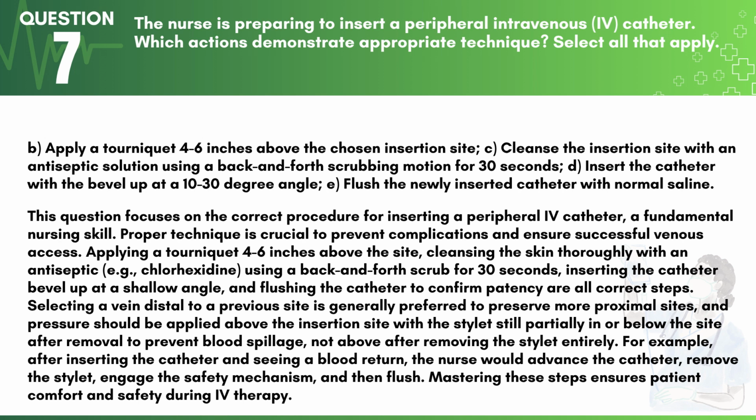Selecting a vein distal to a previous site is generally preferred to preserve more proximal sites, and pressure should be applied above the insertion site with the stylet still partially in or below the site after removal to prevent blood spillage, not above after removing the stylet entirely. For example, after inserting the catheter and seeing a blood return, the nurse would advance the catheter, remove the stylet, engage the safety mechanism, and then flush. Mastering these steps ensures patient comfort and safety during IV therapy.